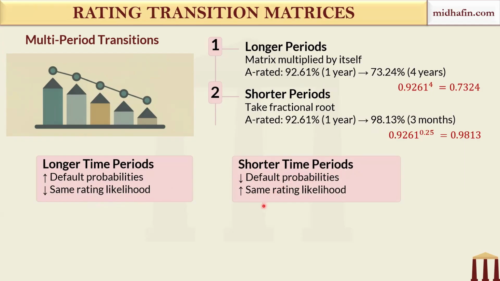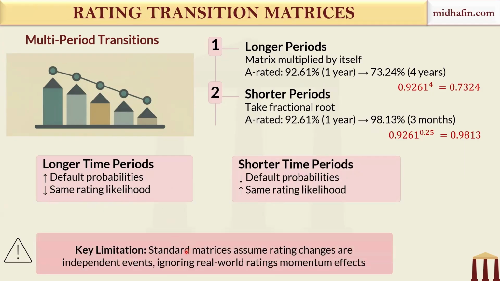Okay. Now, one important limitation that we need to address is that these matrices assume independence across time. So in other words, they assume what happens this year has no effect on next year. But in reality, in the real world, you have something called the rating momentum phenomenon, which we'll see in the next slide. Okay, so that is completely ignored by the calculations that we are seeing, because we are assuming independence.